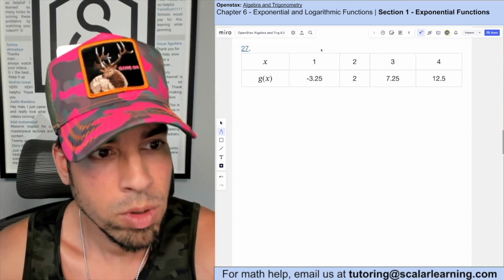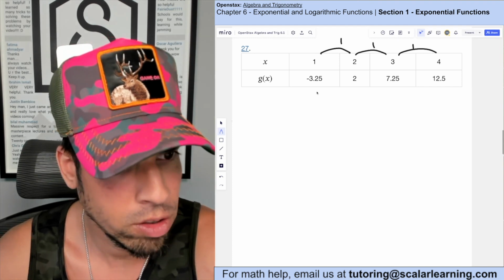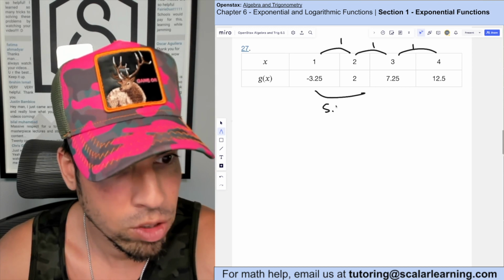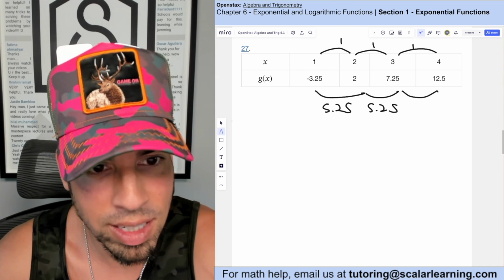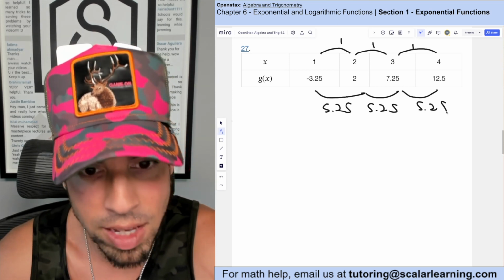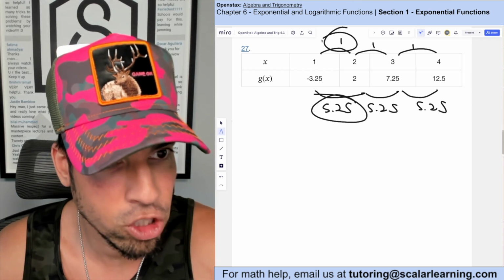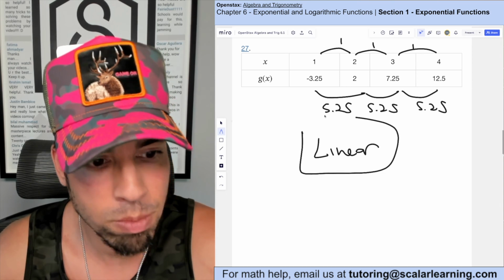Done. So for this one, every time x is going up by 1, and then let's see the change here. It looks like first it's going up by 5.25. Once again here, it looks like it's going up by 5.25, and once again, it's going up by 5.25. That's a constant rate of change. The slope is 5.25 over 1 each and every time, which means if you have a constant rate of change, this is linear. Boom, done.